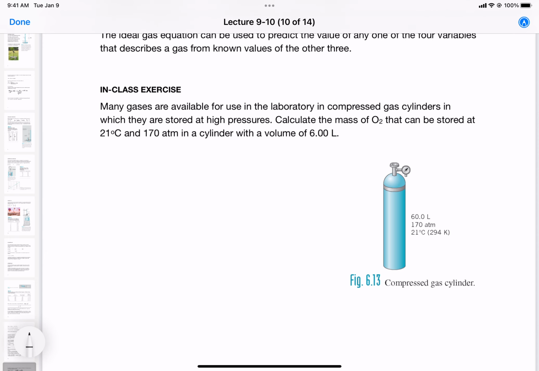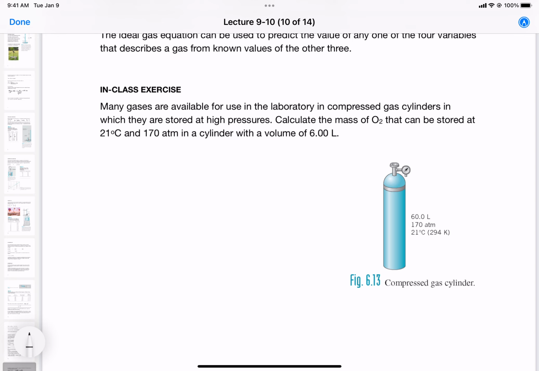So the first exercise we'll do is: many gases are available for use in the lab in compressed gas cylinders. If you've ever worked in a lab or a hospital, you may see cylinders like oxygen and compressed gas cylinders, because that's the most convenient way to get gases from a container. They're stored at high pressures because to keep all that gas in there, you need a very strong cylinder, and it's at high pressure.